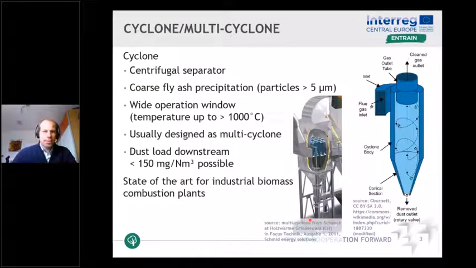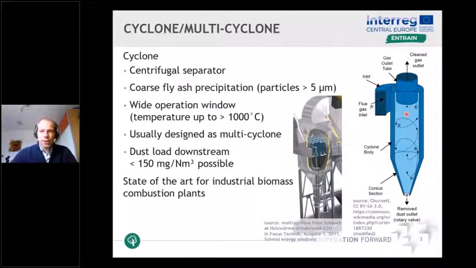A very simple technology that's used are cyclones or multi-cyclones, which are basically centrifugal separators. You can see the principle on a sketch here on the right picture. The flue gas with the dust enters a cyclone body and is accelerated to a high-speed rotational flow within the cyclone, and then exits through a gas outlet tube in the center.